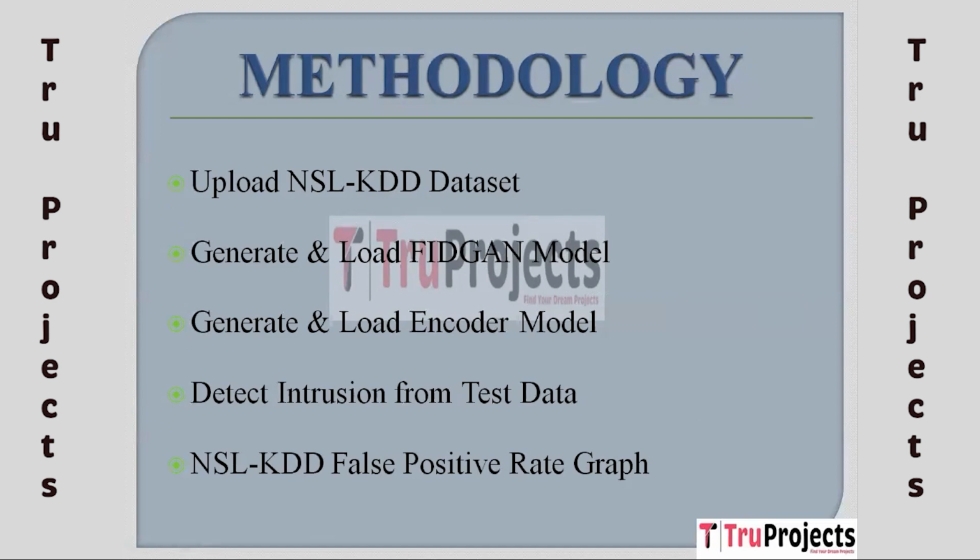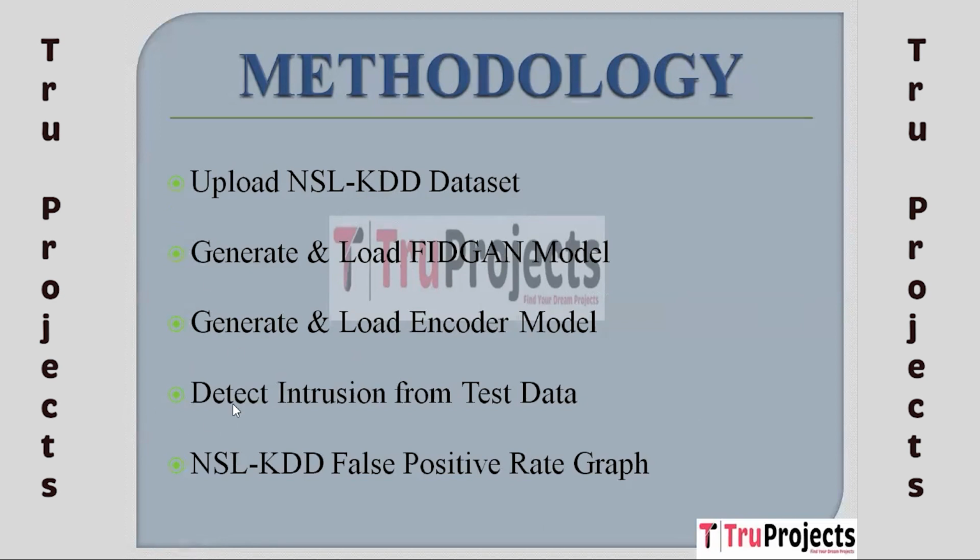The third module is Generate and Load Encoder model. In this module, we train another system, the encoder, to understand patterns in data. It learns what is normal and what is not from the fake data created earlier. This understanding helps us figure out if the network is behaving strangely.